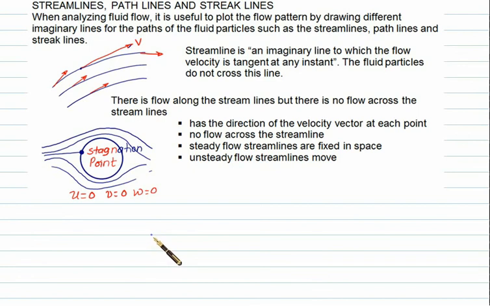The concepts of streamline, pathline and streak line are very important in fluid kinematics, because using these we can define the stream function and the velocity potential, and then we can describe the flow through a given net. A streamline is an imaginary line to which the velocity is always tangent at any instant. The fluid particles do not cross this line. This is called a streamline.